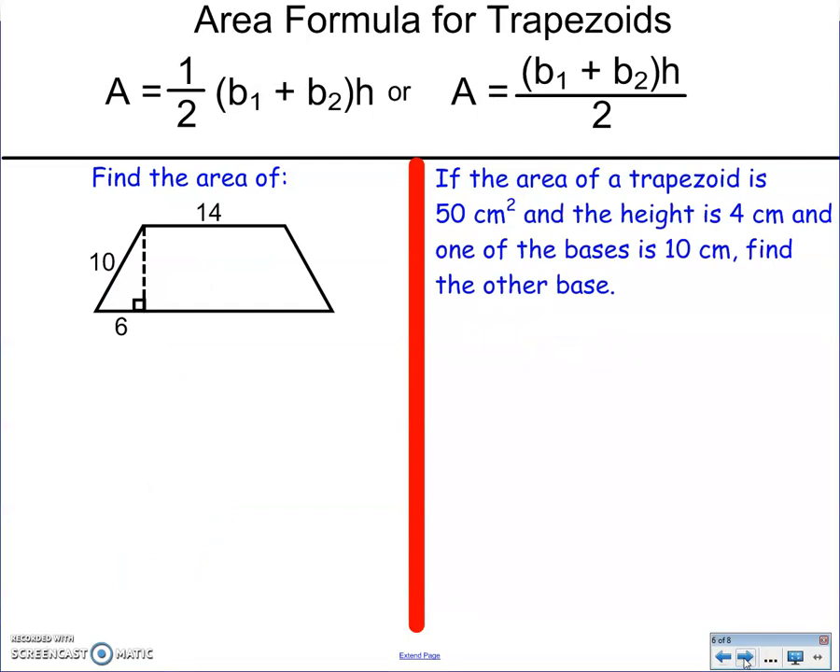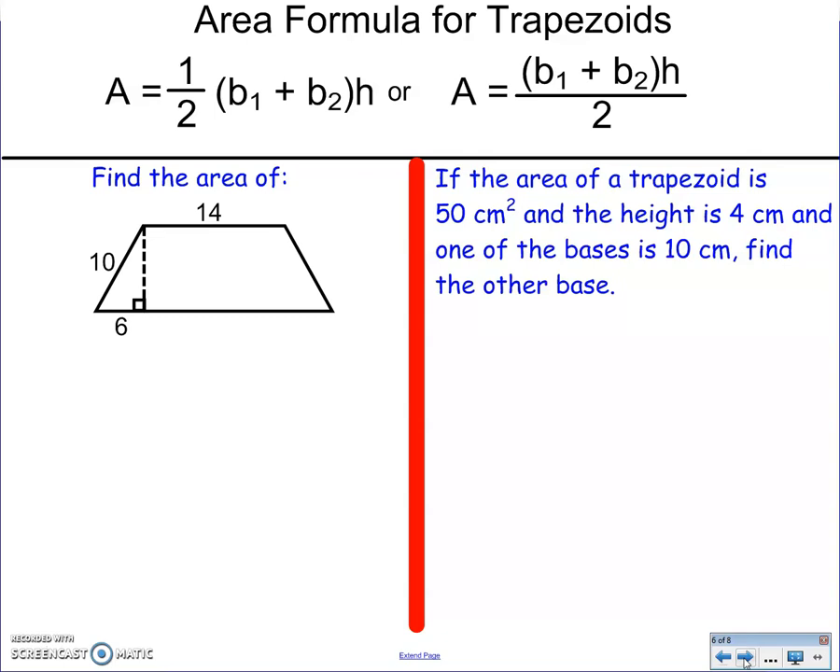All right, trapezoids. Area formula, you say 1/2 times base 1 plus base 2 in parentheses, which must be done first, times height. Or again, the normal way, where I don't put that 1/2, is I put it all together as one big fraction: base 1 plus base 2 together, times height, all over 2. Find the area of this trapezoid.